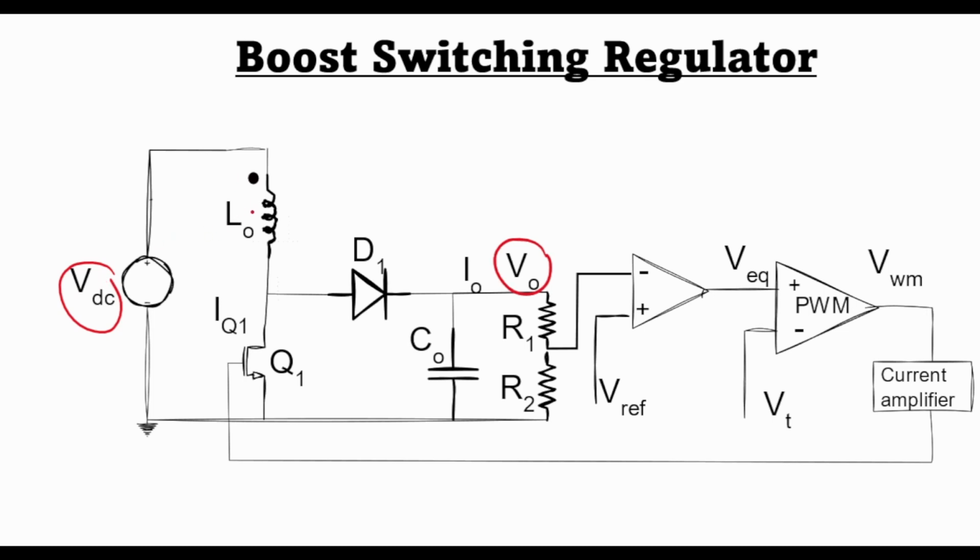Here we have an inductor L0 in series with the supply voltage and a switching element Q1 connected to ground. The inductor stores energy in its magnetic field during the turn on period, and during turn off it supplies this energy to the output load as well as this capacitor through this diode D1. Now let's look at the turn on and turn off operations.